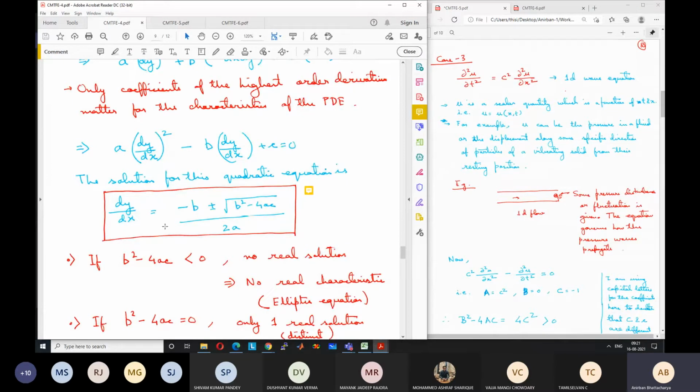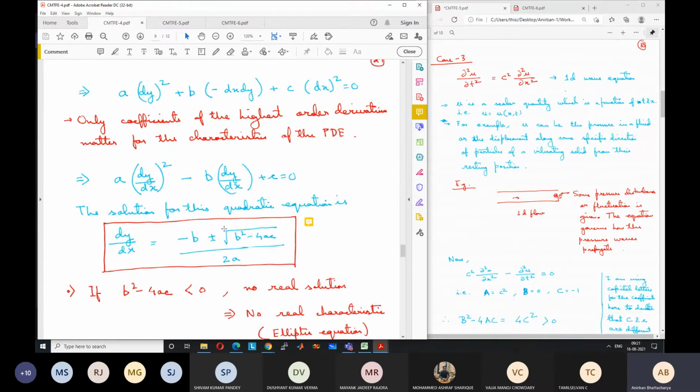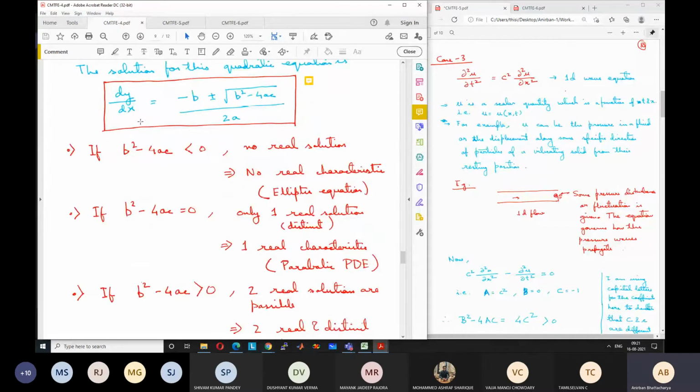So this is not minus b, this is plus b, right? I have denoted that this is incorrectly written. It should be minus b plus minus root over b square minus 4ac by 2a, and this was the equation for the characteristic. We only have real solutions: one real solution if b square minus 4ac is 0, two real solutions if it is positive, and no real solutions if it is negative. So for this case, hyperbolic equation, because this is positive, we will have two real solutions.